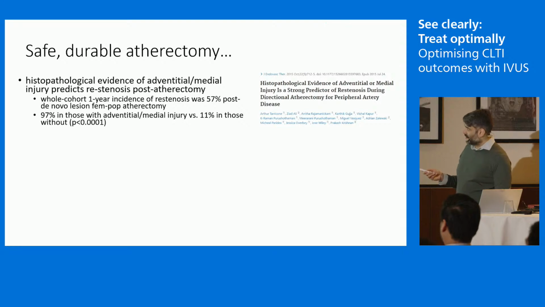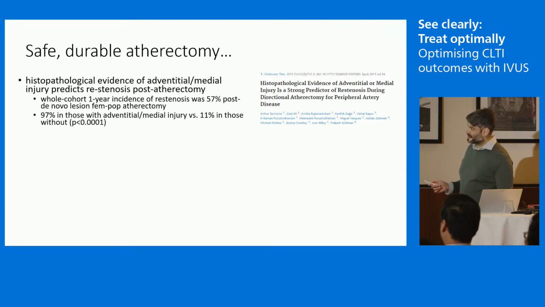The first paper was where they sent all the effluent that you got in the collection bag after atherectomy off for histological analysis to see what tissue you had in there. Did you have intima, media, or adventitia, or all 3 in the atherectomy effluent? And what they found was that if you have evidence of medial and definitely adventitial injury in the atherectomy effluent, you had a much, much higher rate of 1-year restenosis.